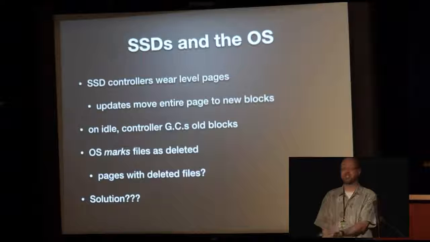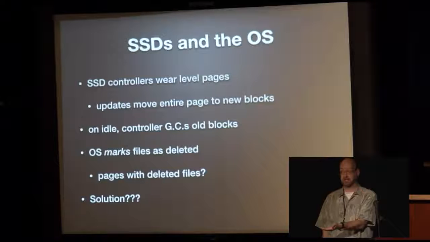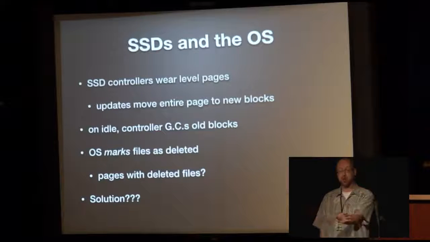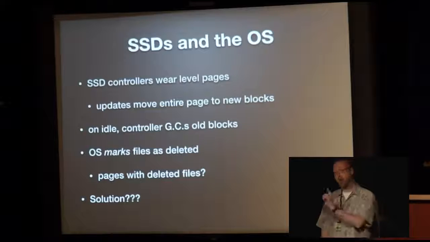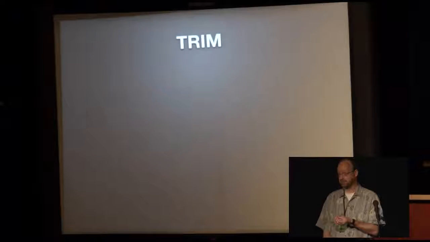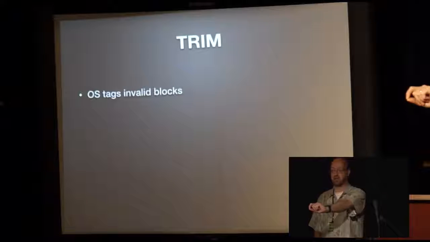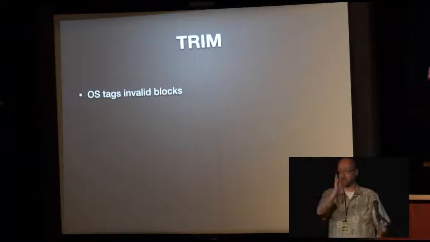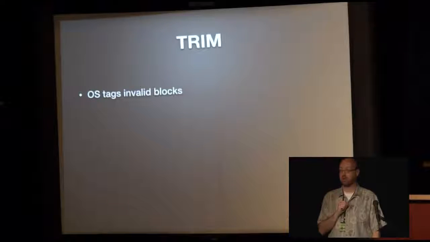So now the question comes, how do we solve this? What can we do? And this is where we actually bring the operating system into it. The operating system has no control over when an SSD garbage collects or when it wear levels. That's all done by the drive itself. But what we've added to SSDs is the trim command. What the trim command does is it allows the operating system to tell the SSD which blocks are invalid. So if I delete a file and that file is across these 3 blocks, the operating system can say those 3 blocks are no longer valid.